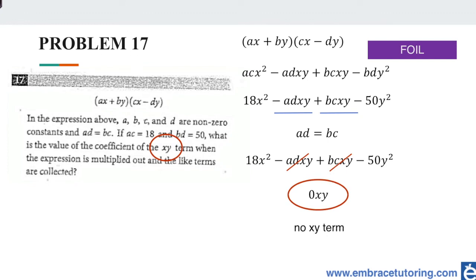Now you theoretically could solve for the other values, being what is a or what is b or what is d, given the fact that you have 18 and you have 50. However, the purpose of this problem is really just asking you what is the middle term, and because these middle terms cancel, 0 is going to be your best possible answer for number 17.